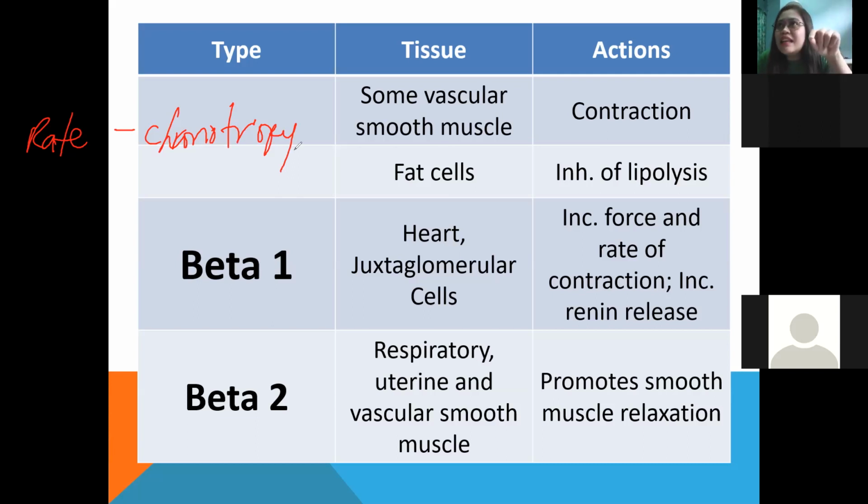And for the kidneys, since you can also see beta-1 receptor sa juxtaglomerular cells sa kidneys, ang effect niya is the increase in the release of renin. So, sa mga sunod na chapters, we will be discussing what is renin. Again, it's a substance produced by the kidney, and it has something to do with the regulation of our blood pressure. So, dito siya involved sa RAAS, renin, angiotensin, aldosterone system.